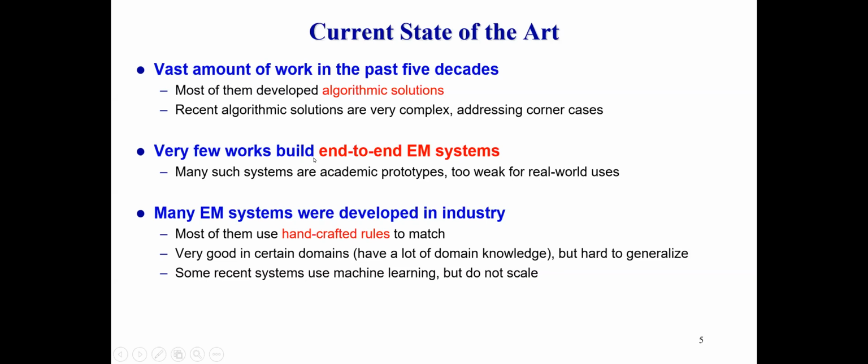Very few entity matching works have actually built an end-to-end entity matching system. Most of them are academic prototypes. They are not very good for real-world uses. There have been a lot of EM systems developed in industry, but most of them use handcrafted rules, and they're very good in certain domains, but very hard to generalize. Some recent systems have used machine learning, but they don't know how to scale so that they could match tables of millions or tens of millions of tuples.